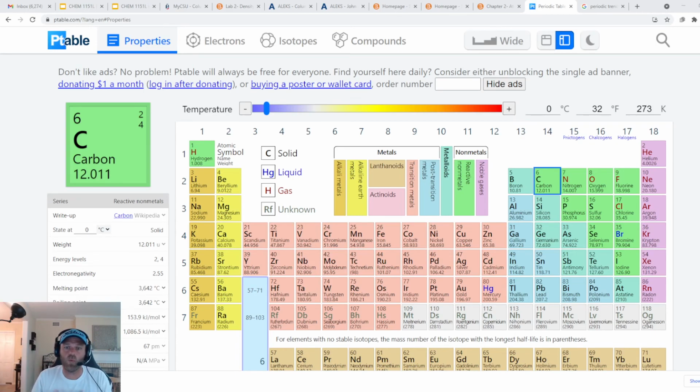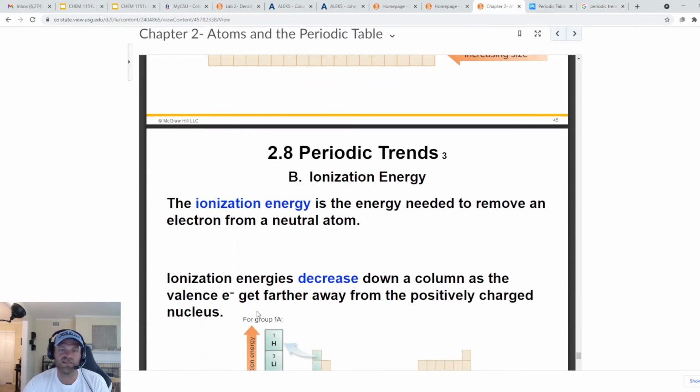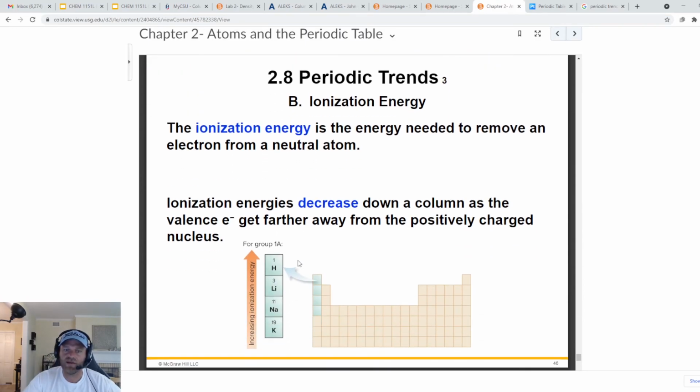All right, one of the things that I can do to do that is to make an ion, the ionization energy, and that's kind of what we're talking about here for the periodic table trends. Let me pull up PowerPoint and see what they say about it. The energy needed to remove an electron from a neutral atom.